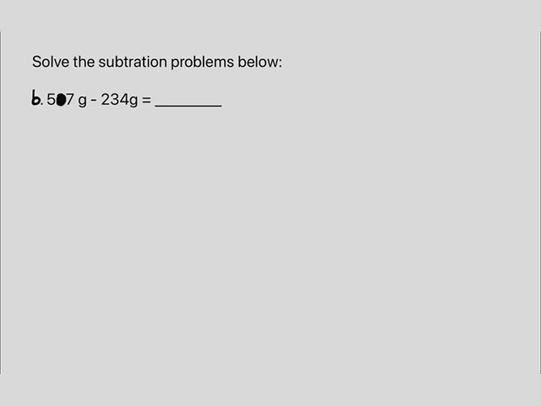Okay, let's move on to the next question. Solve the subtraction problems below. 507 grams minus 234 grams. Let us do this problem by the standard algorithm. 507 grams minus 234 grams. Since 7 is a bigger number than the number 4, we have enough ones to subtract from.